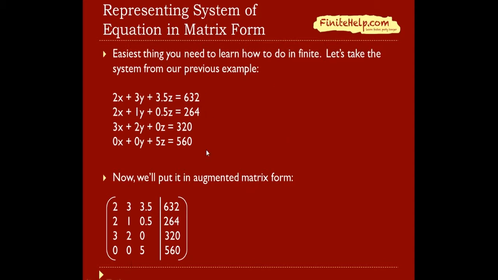So here we're going to represent a system of equations in augmented matrix form. And augmented simply means that beside the x, y, and z, here we also have the numbers on the right. So it's augmented. Representing the equations in matrix form is the easiest thing you would do. So you just put 2 for 2x, and then 3 for 3y, 3.5 for 3.5z, and then 632 over here. And for each equation, do the same. So basically, this is the x column, this is the y column, and this is the z column, and this is your constant column.